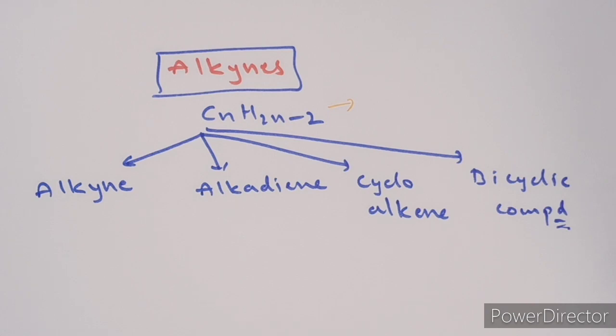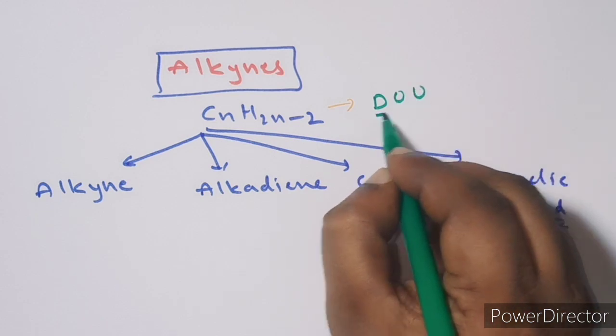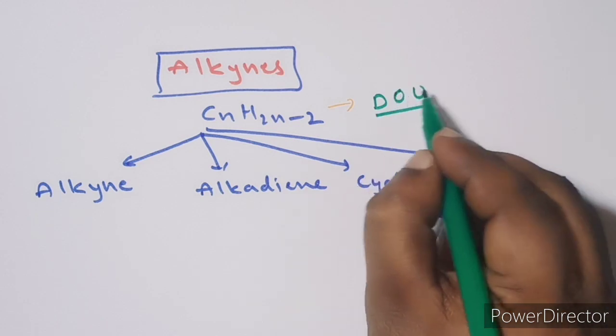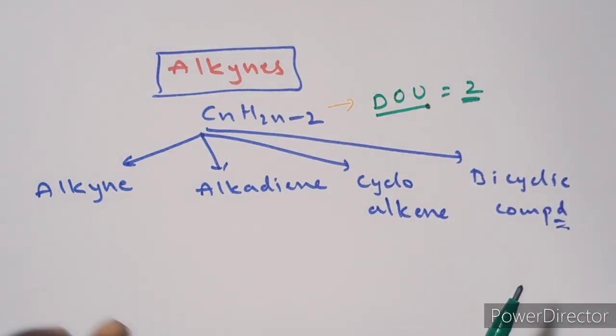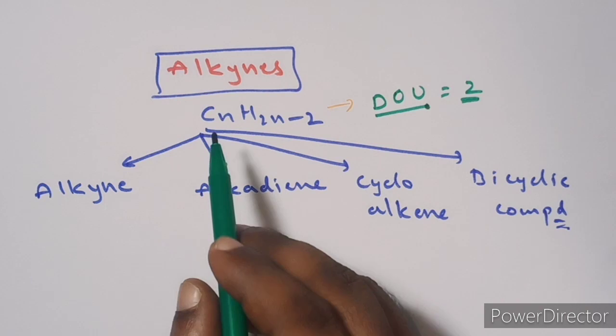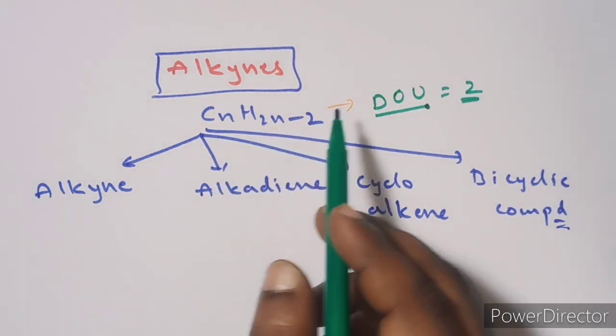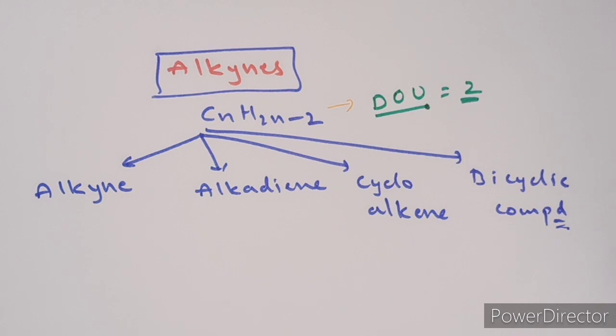Why? Because with this molecular formula, the degree of unsaturation, which I already told you about in one video, is equal to 2. That means there will be 2 pi bonds. So with the 2 pi bonds of hydrocarbons, we can write these many compounds. If any question asks for the possible number of isomers of alkyne with the molecular formula CnH2n minus 2, or degree of unsaturation 2, you have to write all these compounds. Then only you will get the correct answer.